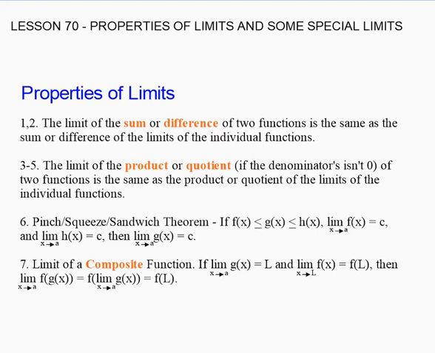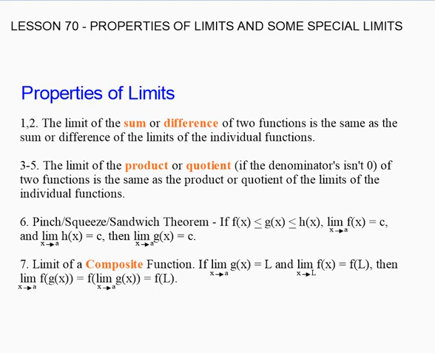The limit of a sum or a difference of two functions is the same as the sum or difference of the limits of the individual functions. So you can take the limit of the sum, add the things together first and then take the limit, or you could just take the limits of each part of that sum and then add those together. Similarly, the limit of a product or quotient, as long as the quotient doesn't have a denominator of 0, is the same as the product or quotient of the limits of the individual functions.